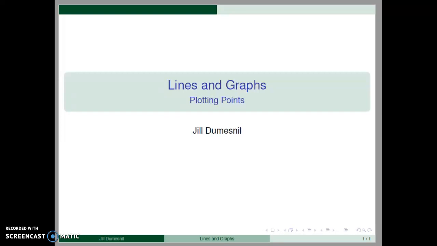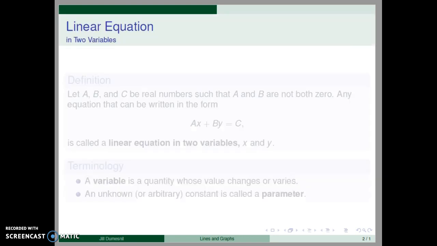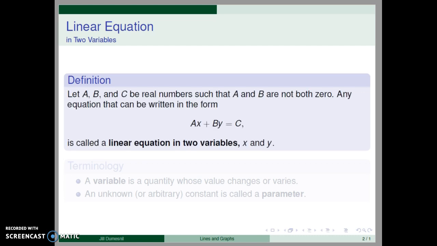This is an introduction to lines and graphing lines by plotting points. First, we define a linear equation in two variables. A linear equation in two variables, x and y, is an equation that can be written in the form ax plus by equals c, where a, b, and c are constants, and a and b are not both zero. Note that one of a or b can be zero in any given example.